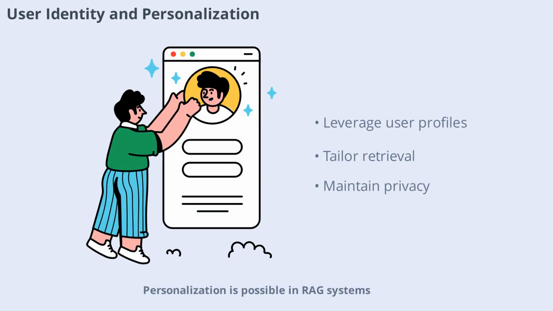Personalization is possible in RAG systems by leveraging user identity and preferences. By storing user profiles and tailoring retrieval to individual needs, you can deliver more relevant and engaging experiences. Always ensure that privacy and security are maintained when handling personal data.